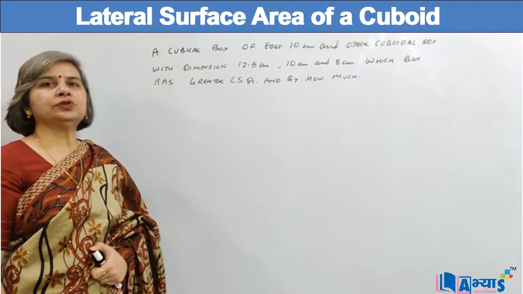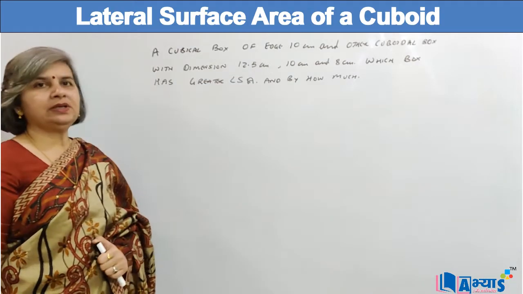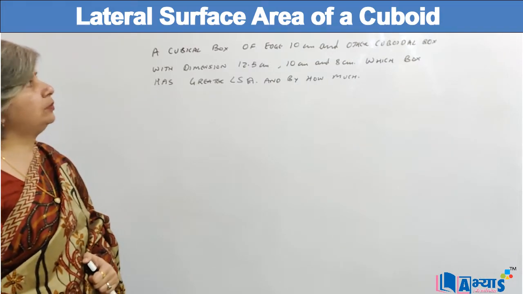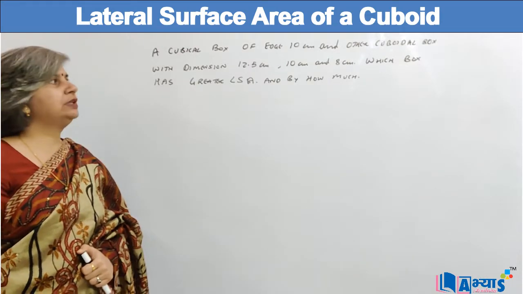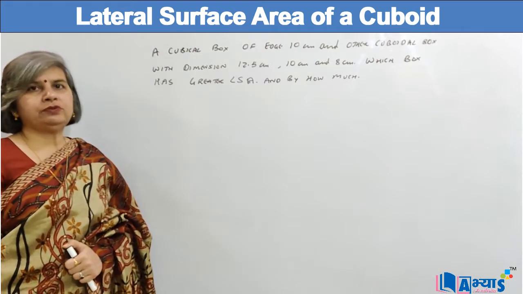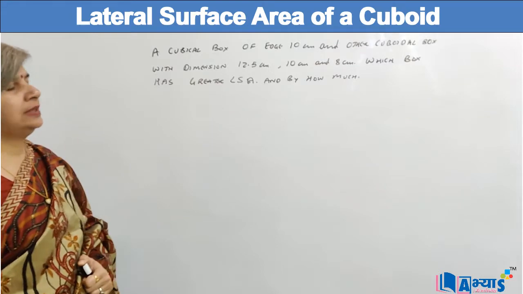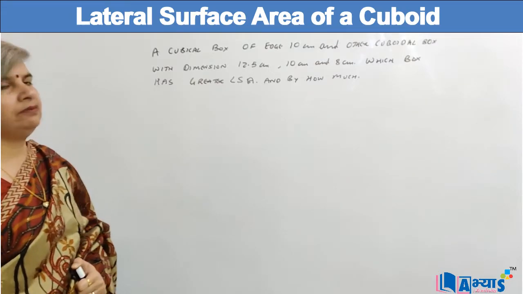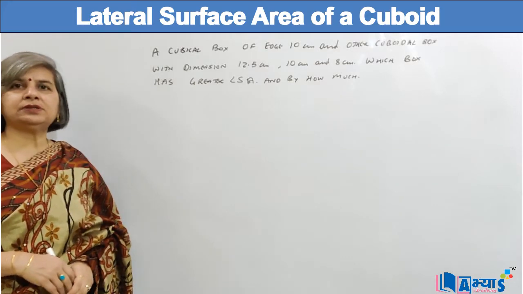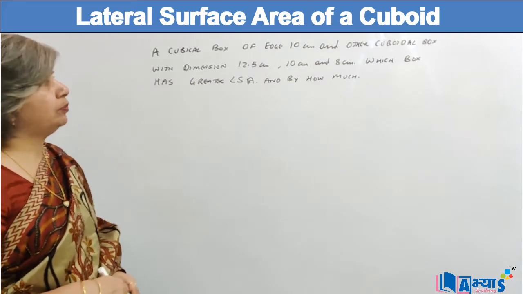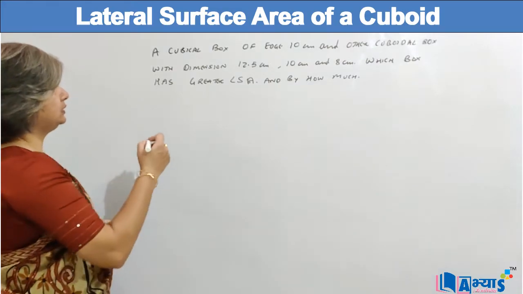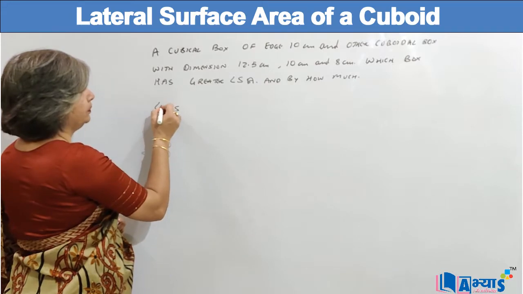Now let us discuss a question on this concept. Suppose we are given a cubical box of side 10 cm and another cuboidal box with dimensions 12.5 cm, 10 cm and 8 cm. We are supposed to find which of these boxes has a greater lateral surface area and by how much it is greater. That means we have to find the lateral surface area of a cubical box and the lateral surface area of a cuboid. Now let us discuss the LSA of a cube.